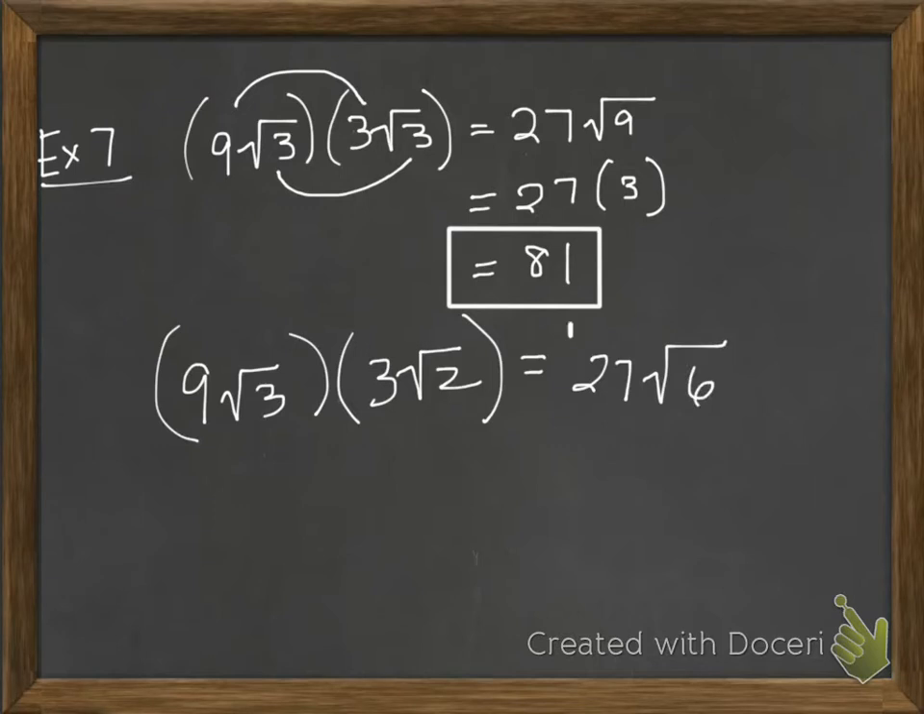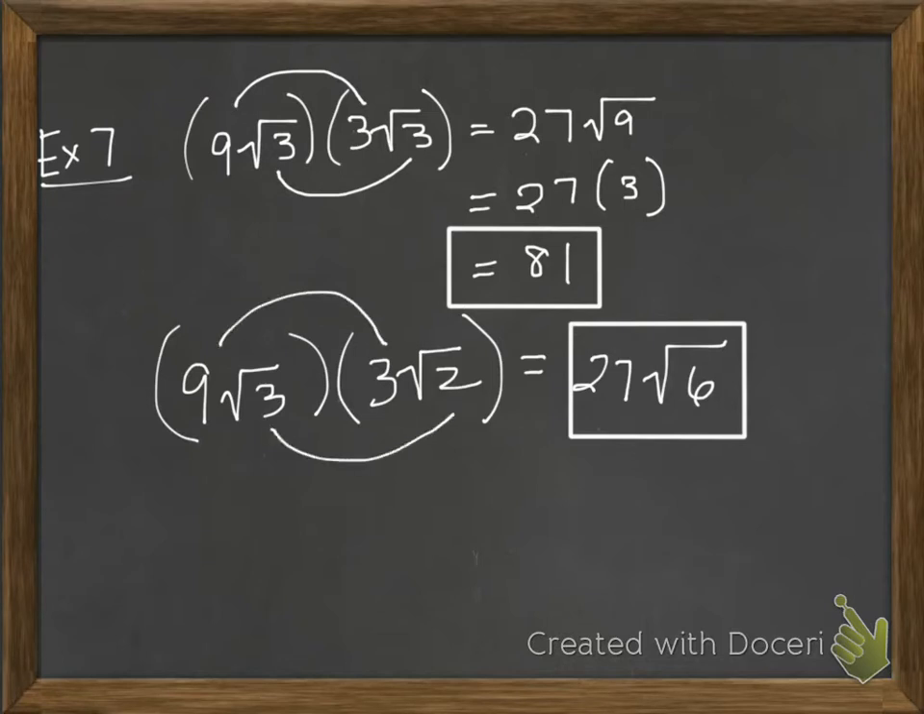Can I simplify that anymore? No. All I did was multiply 9 times 3, 3 times 2, and put them in their respective places. If I can simplify, I simplify. If not, I leave it. Okay. Any questions? All right, last example.